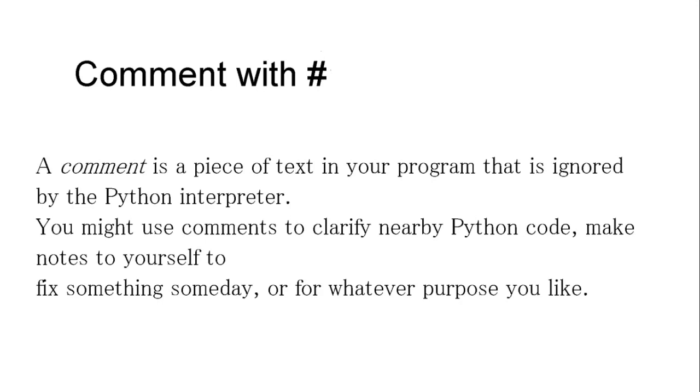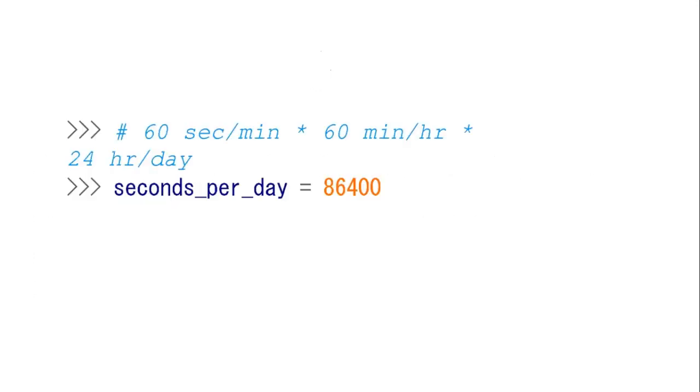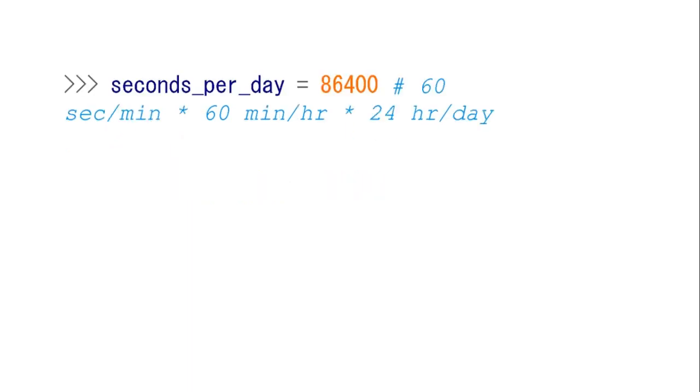You might use a comment to clarify nearby Python code, make a note to yourself to fix something someday, or for whatever purpose you like. You mark a comment by using the hash character. Everything from that point on to the end of the current line is part of the comment. You will usually see a comment on a line by itself, as shown here. The hash character has many names: hash, sharp, pound, or the sinister sounding octothorpe. Whatever you call it, its effect lasts only to the end of the line on which it appears.